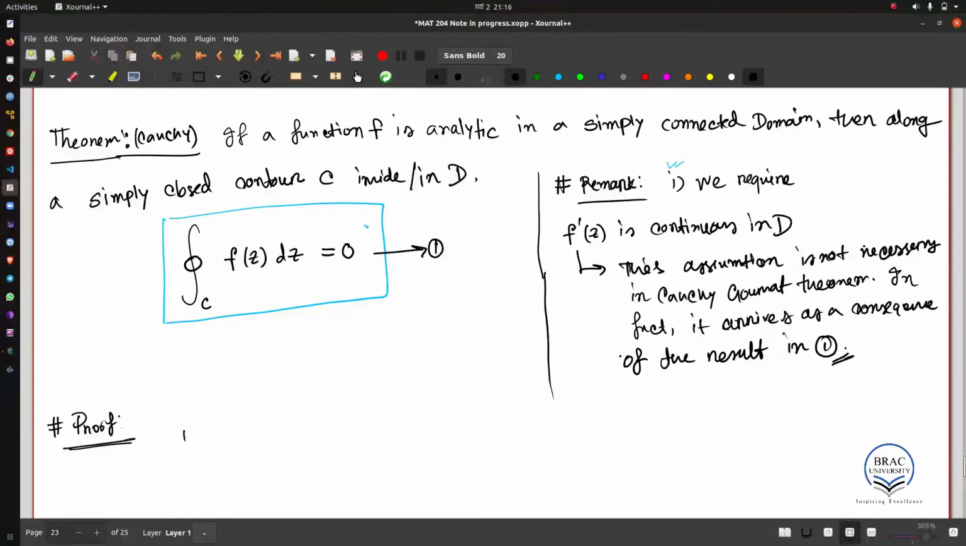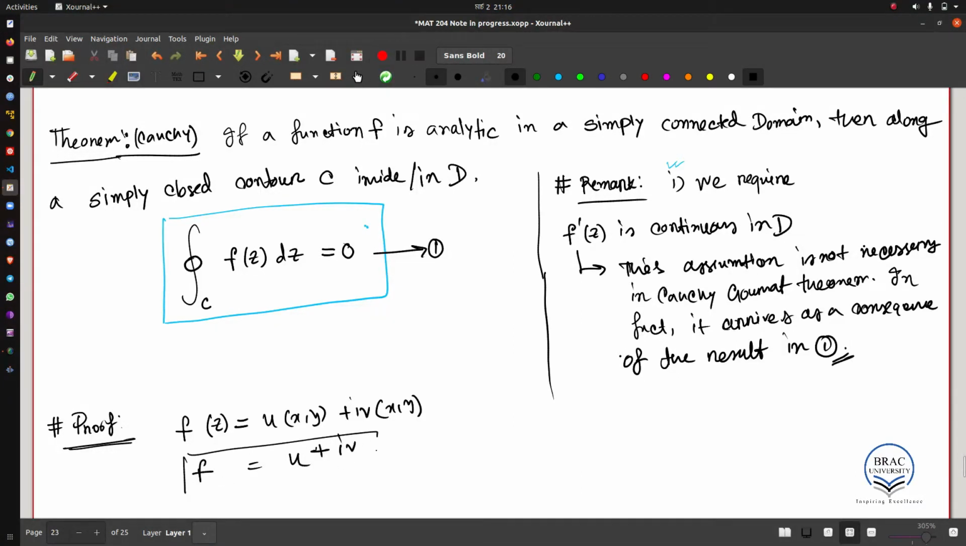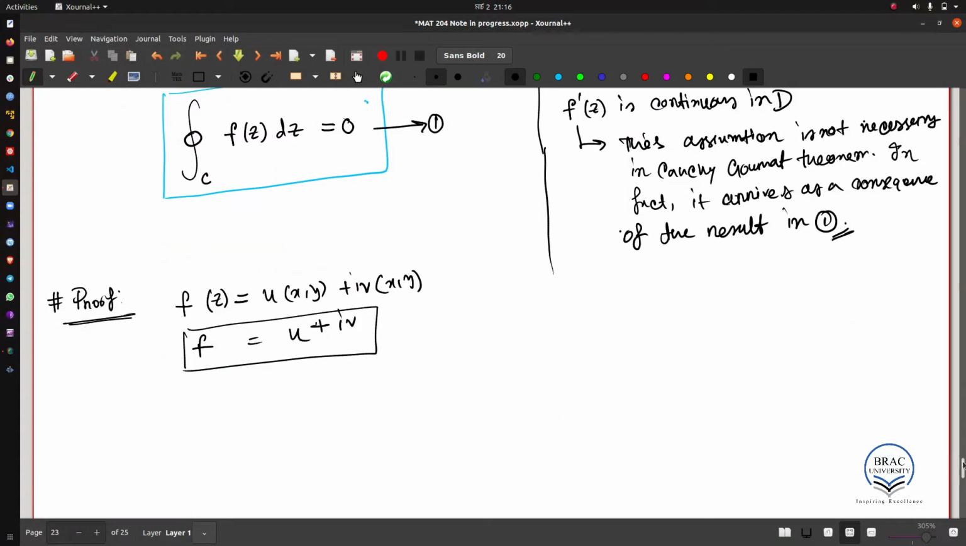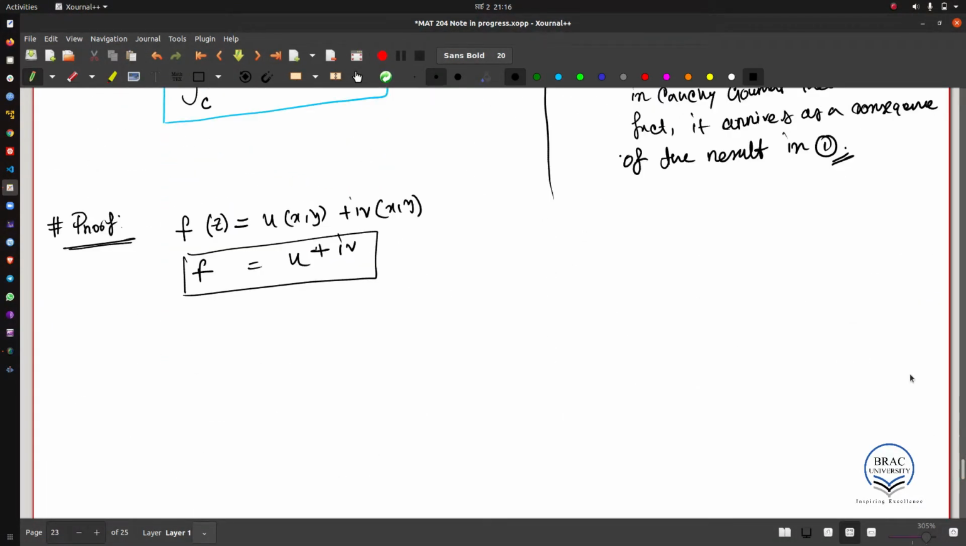Now we know that we can write our complex variable functions, or functions of a complex variable, as this, right? Or just omitting the x and y, you can write it like this: f equals u plus iv, where the parameterizations are understood. And now what you do is write dz equals dx plus i dy, right?